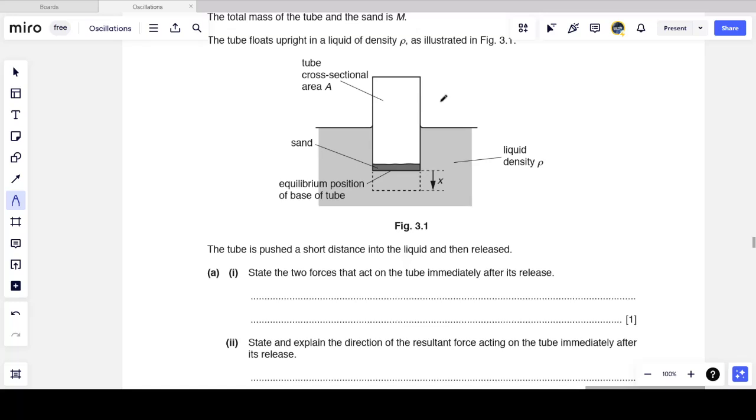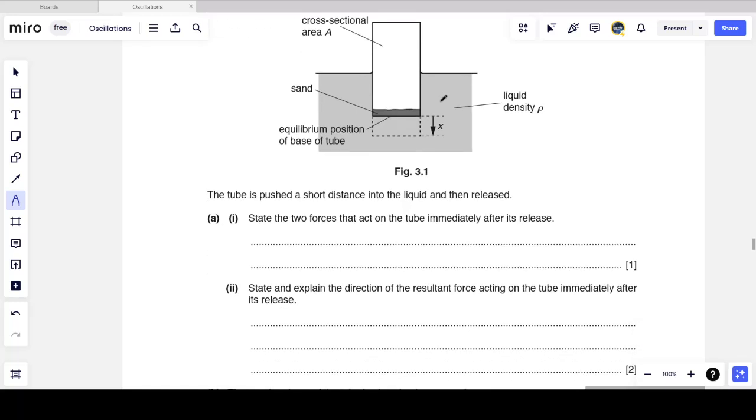It'll bob up and down in the liquid. So what are two forces that act on the tube immediately after the tube is released? Immediately we know that the weight of the tube will act vertically downward. But the tube bobs up and down, so there must be an upward force. When we place an object in liquid, there's going to be a buoyant force or an upthrust due to the liquid.